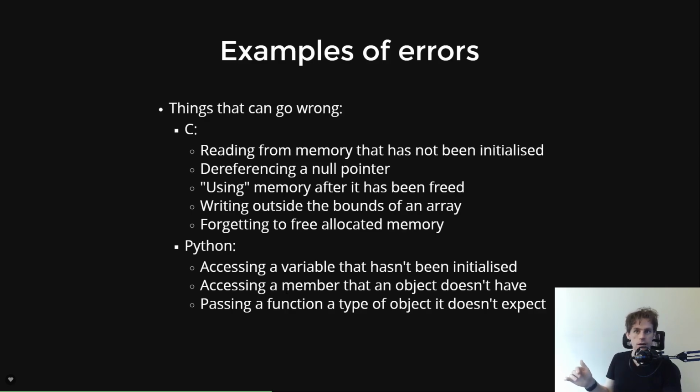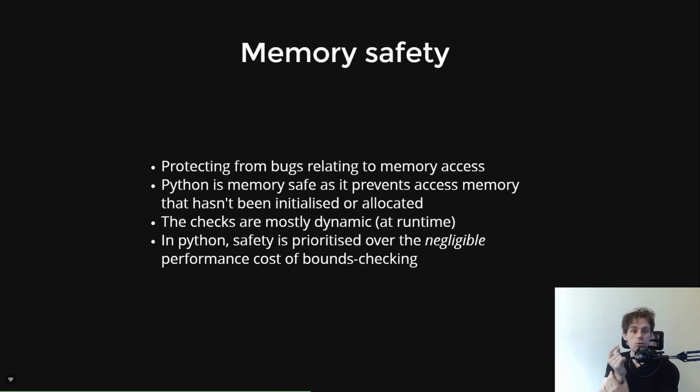So there are lots of these different types of errors that can go wrong in these languages. But a few key categories of errors that I want to talk about include memory safety, number one. Memory safety is a problem you notice in C more than anything. You probably haven't dealt with memory errors in Python. And memory safety is the topic around protecting against bugs relating to memory access.